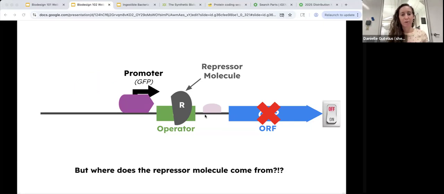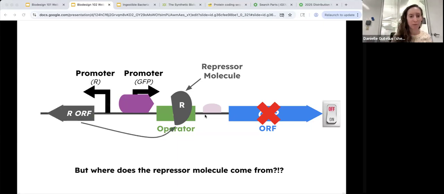But where does this repressor molecule come from? A repressor molecule that specifically binds to an operator that we synthetically produced is not going to just magically be there in the cell, right? So where does it come from? Well, we have to build a genetic circuit to produce that repressor in our system.